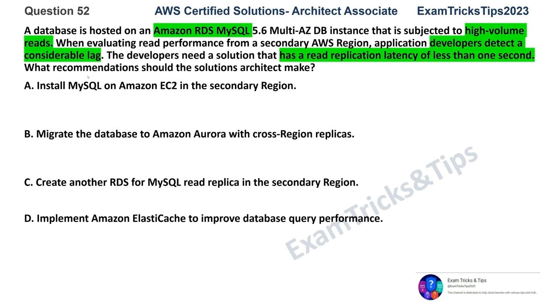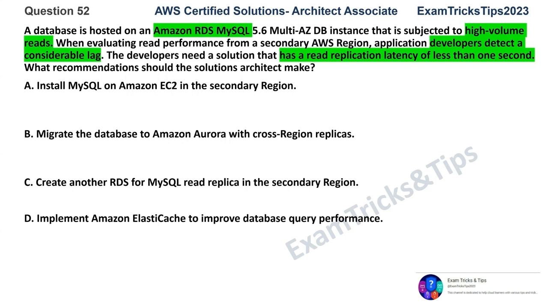So let's look at the problem description here and the keywords. In the scenario we have a database hosted on RDS MySQL 5.6. It's a multi-AZ DB instance, and it's subjected to a high volume of reads. Now, the problem we have here is developers are detecting a considerable lag when evaluating the performance from a secondary AWS region. And now we need a solution that has a read replication latency of less than 1 second. So we need to reduce the time required for read replication. And the metric that we have been given is less than 1 second. And we have been given 4 options here. Let's see what options are suitable, what options are incorrect.